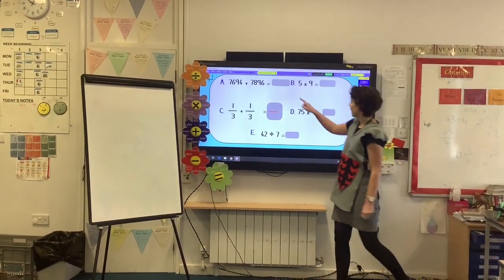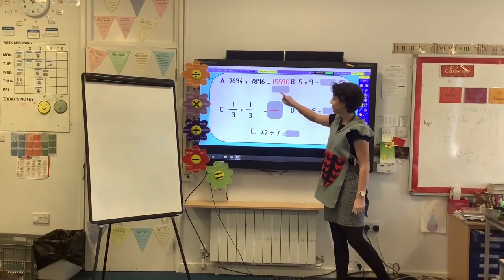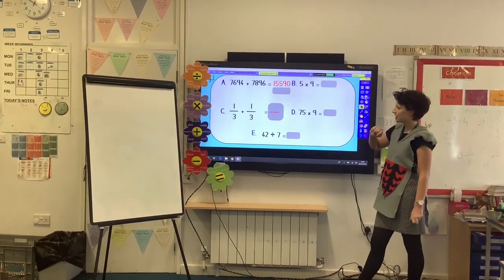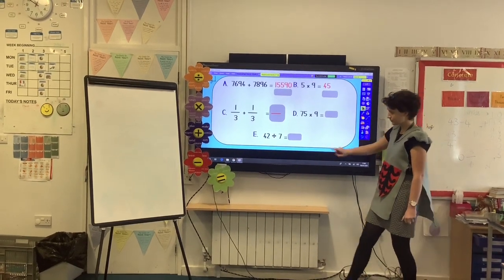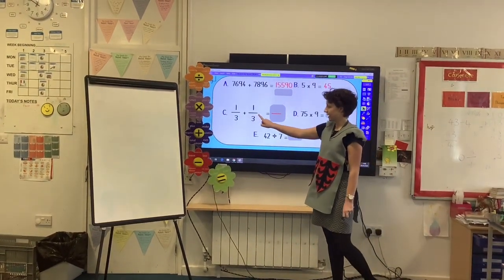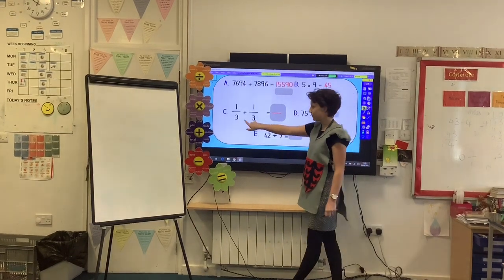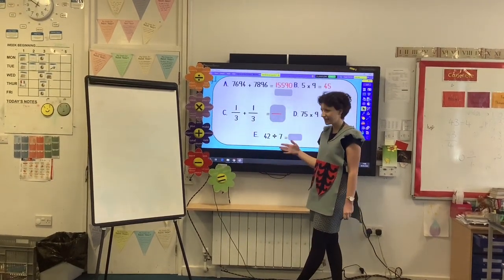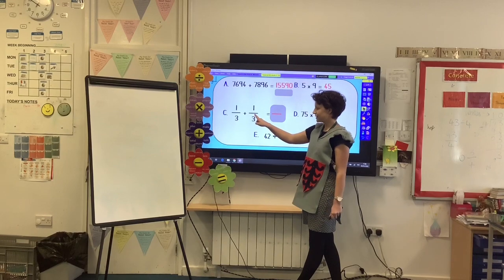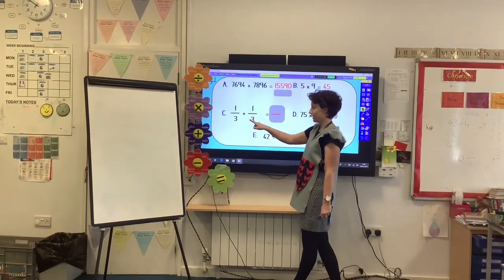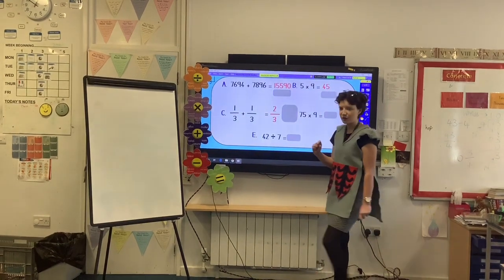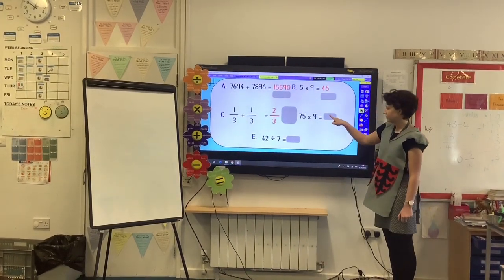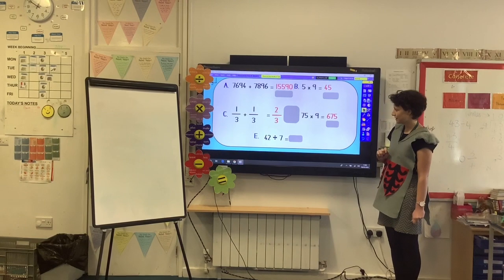So, A, our answer is 15,590. B, 5 times 9 is 45. C, 1/3, add 1/3. Now with this question you will notice that our denominators are the same. So when we add these fractions, we don't need to add the denominators, we only need to add the numerators. So my answer here is 2/3. D, 75 times 9 is 675.